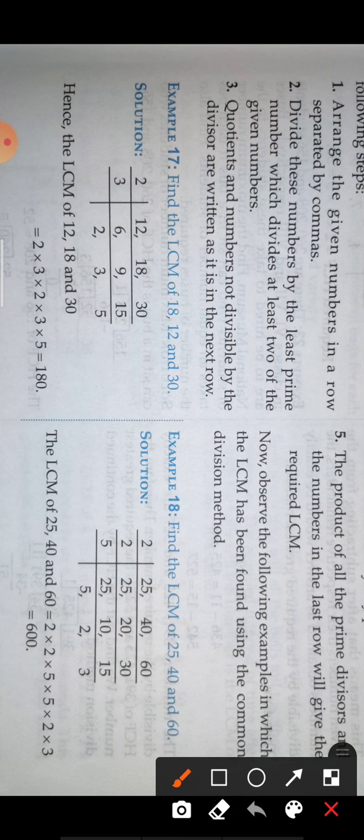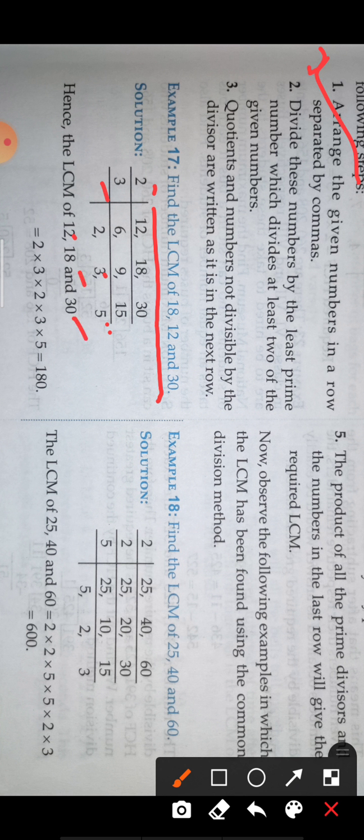The question is: find the LCM of 12, 18 and 30. So what is the first point? Arrange the given numbers in a row separated by commas. The numbers are already arranged: 12, 18 and 30. Now these numbers are divided by 2. So 2 6s are 12, 2 9s are 18 and 2 15s are 30. Now again you can divide these three numbers by 3. Now 3 2s are 6, 3 3s are 9 and 3 5s are 15.